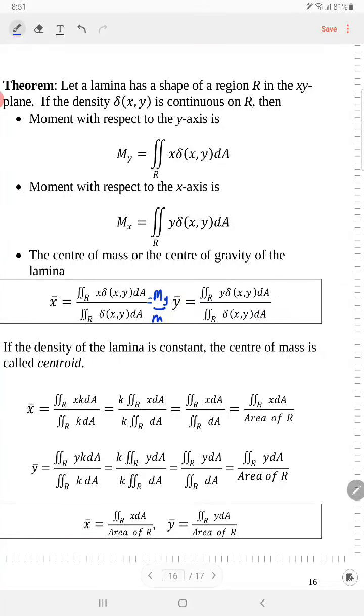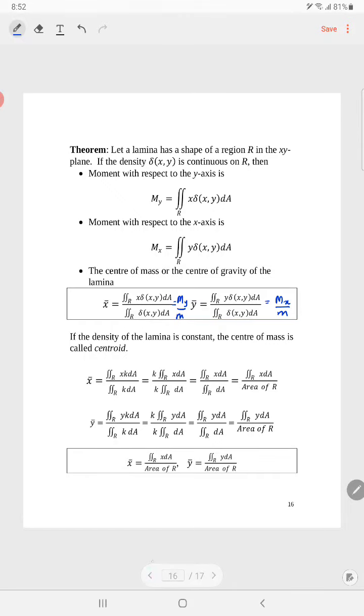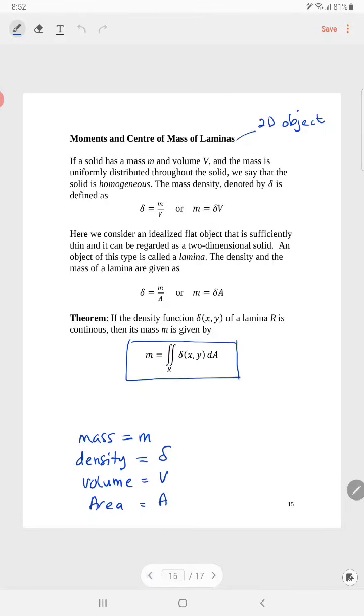Okay, so two formulas for you. First one is the mass of a lamina, which is this one, and then now we have the formulas to find the center of gravity, x bar and y bar. Okay, more formulas. Next is what we call the centroid.